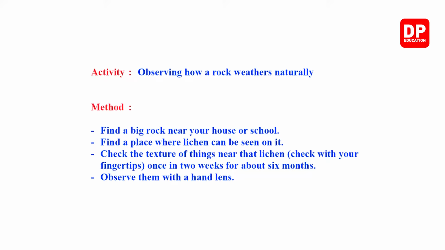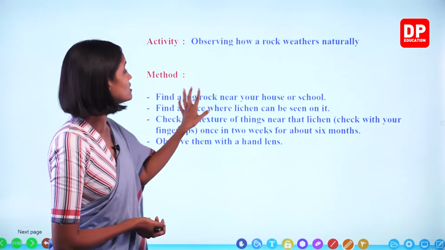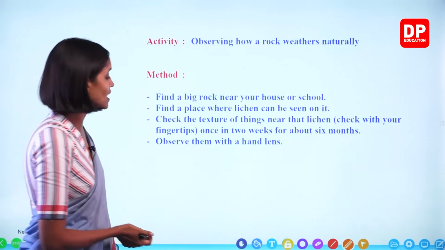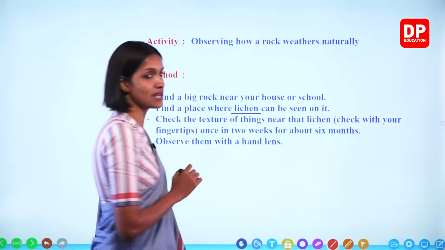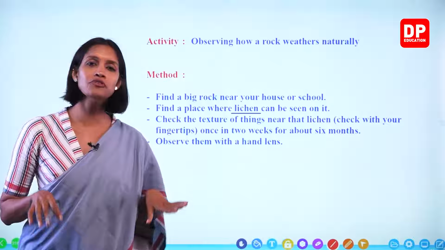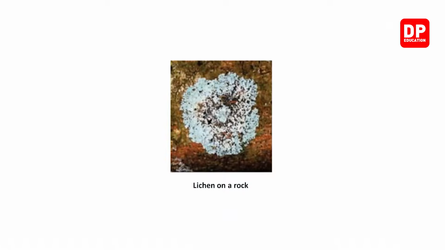We have another activity: observing how a rock weathers naturally. So what do we have to do? Find a big rock near your house or school. Find a place where lichen can be seen. What are lichens, children? You must have seen lichens. Some of you, all of you must have seen lichens, only some of you know that they are lichens. What are lichens? Look at this picture.